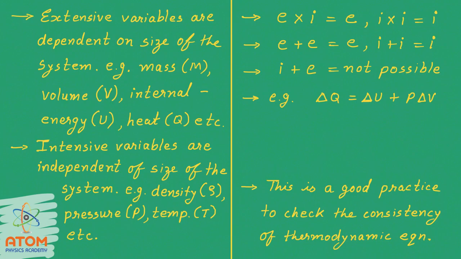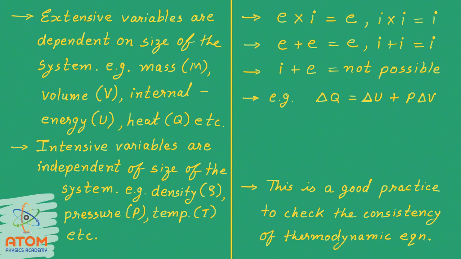If you remember, in dimensional analysis, we have studied that we can add two physical quantities of the same dimensional formula or the same units as well. But we cannot add two physical quantities of different dimensional formula or different units. It is similar here. We cannot add an intensive variable and an extensive variable with each other. Though we can multiply extensive and intensive variables and it gives you an extensive variable, we cannot add extensive and intensive variables. That's not possible.